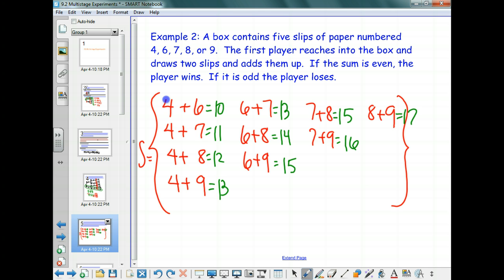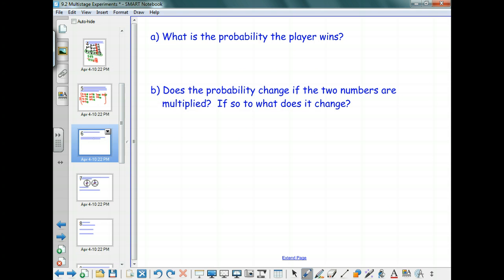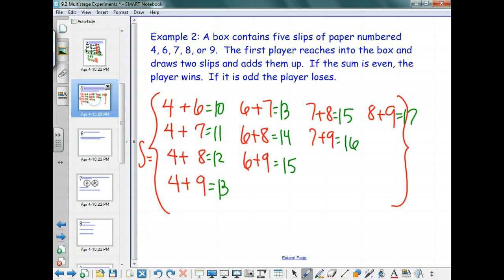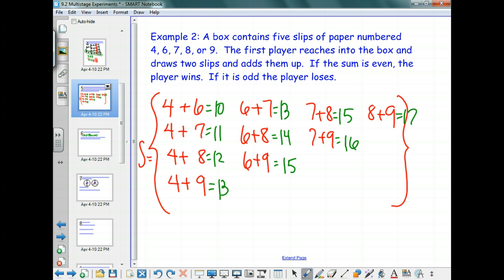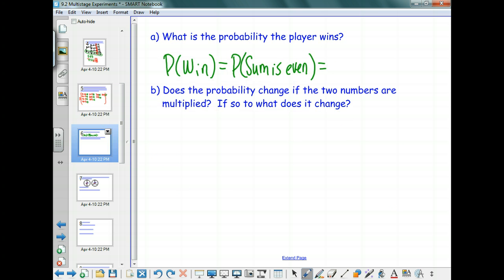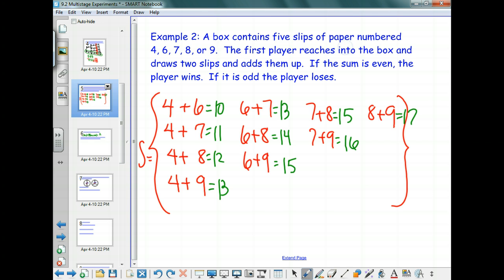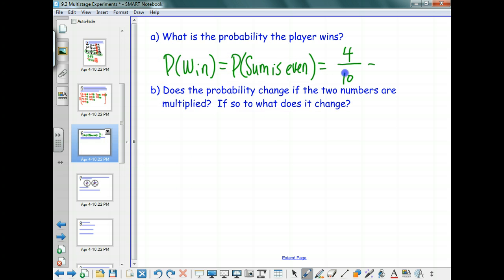Okay, the question is, oh wait, did we get the question? It's on the next slide. What is the probability the player wins? So the probability that they win is the probability that the sum is even, right? Isn't that what it said? Yeah. Okay. All right, so how many even pulls do I have? 4. How many total different options do I have? There are 10 of them. And this reduces to 2/5.